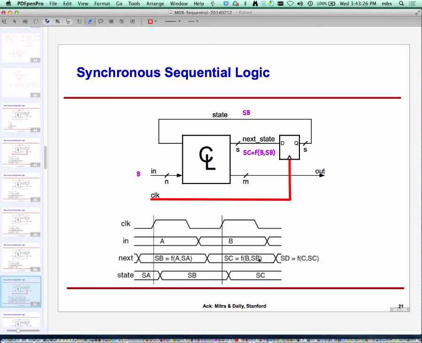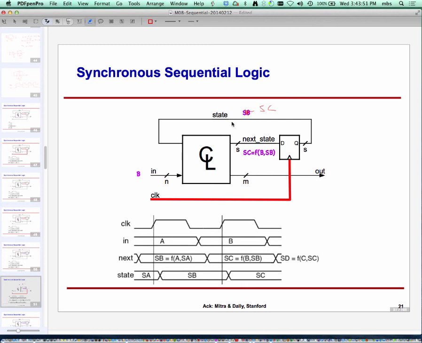Did my animation screw up? I think so. Okay, so what you would see is that at some stage, this state will change to SC, and I think that's where I have a typo. Okay, so a clock edge comes, and at that clock edge, now SC gets latched, and therefore I will see an SC appear out here.